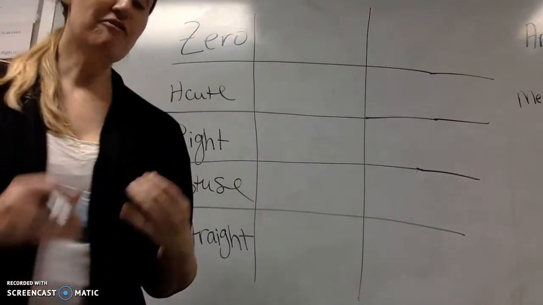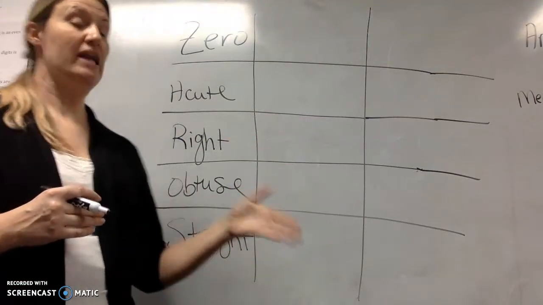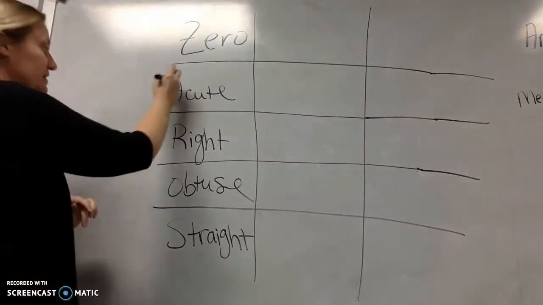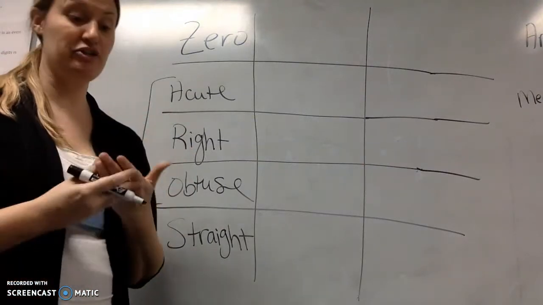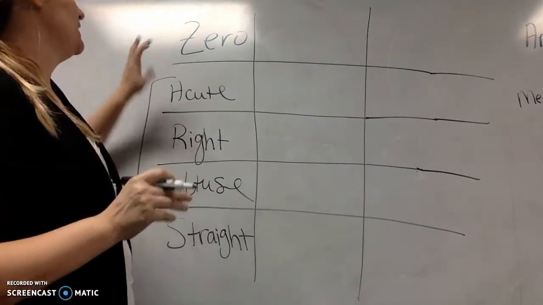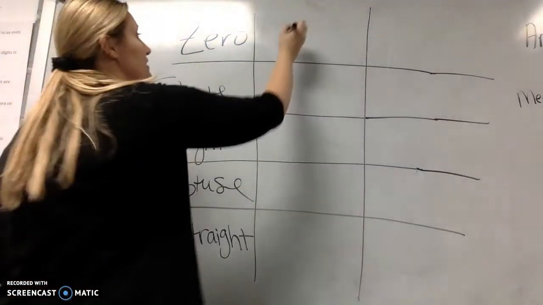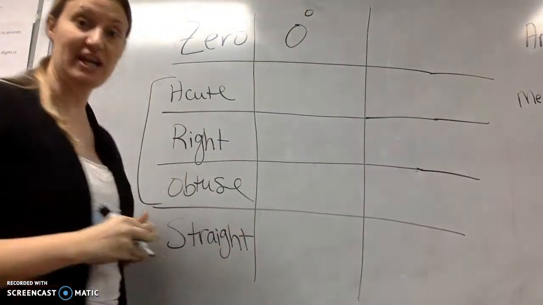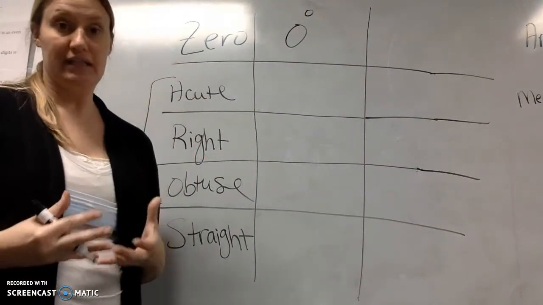Okay, so there are 5 types of angles. There's the zero, acute, right, obtuse, and straight. Some of these, especially these 3, you have probably already heard, but we're going to define them. So a zero angle is going to be an angle that is 0 degrees. Okay, that's simple. You may not have heard of it. We don't deal with it a lot, but technically it is there.